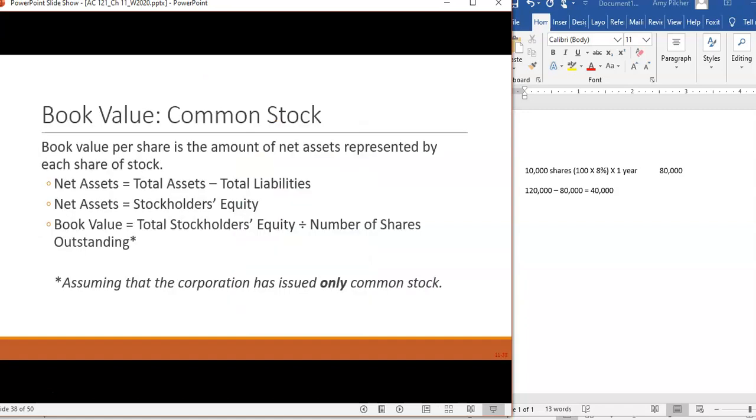Now we're going to talk about some of the issues with common stock. So our common stock book value. This is the amount of the net assets represented by each share of stock. So this equals our total assets minus our total liabilities. That gives us our book value, which is our total stockholders' equity, divided by the number of shares outstanding. Now this assumes that we only have common stock. If we have more than common stock, then this calculation is going to be different.